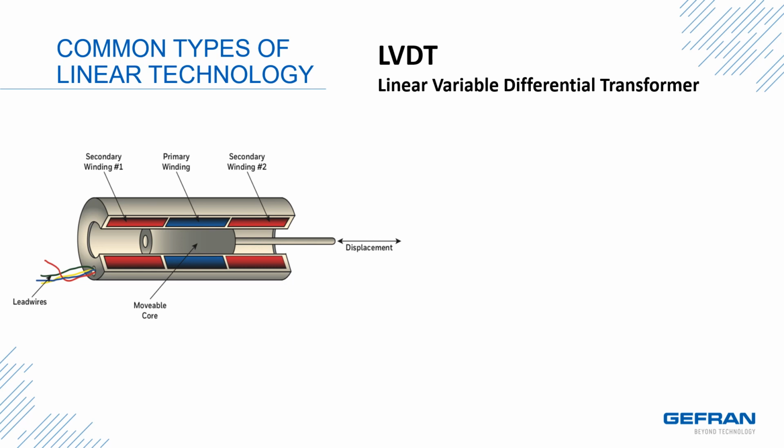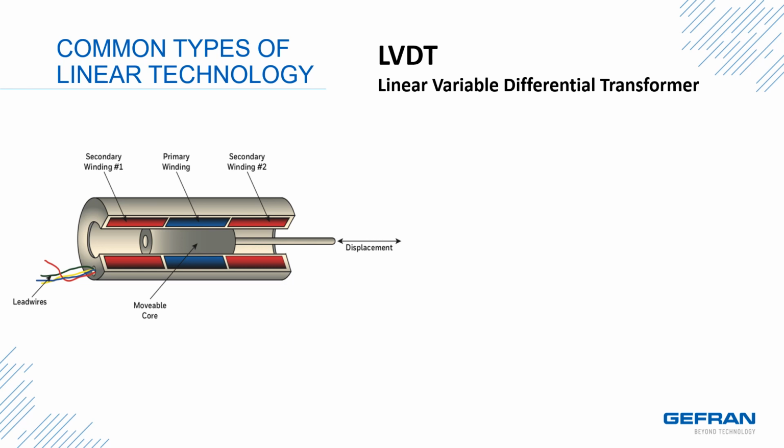Linear variable differential transformers, or LVDTs, operate on the principle of a transformer to measure displacement. The device consists of a primary fixed winding, blue in the drawing, that is powered by an AC power source, and two fixed secondary windings, red in the drawing. These primary and secondary windings are typically wound on a hollow form. In the middle of the hollow form is a movable core that is attached to the item to be measured.